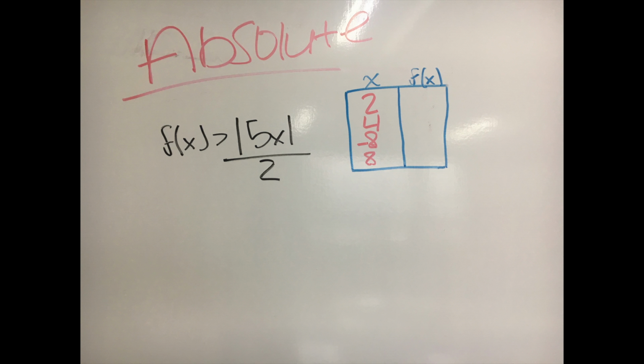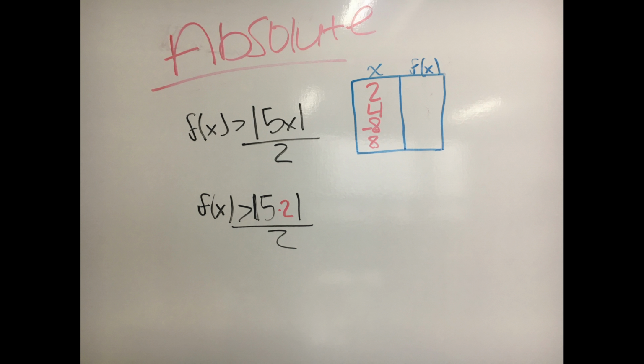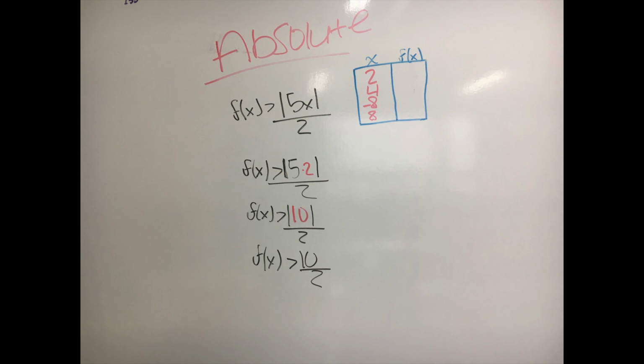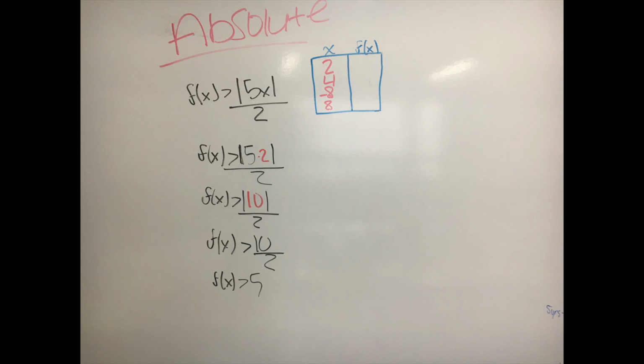This time, let's try a chart. Since you already have the values for x, now you have to find what the equation equals. I'll do the first one. Let's try x equals 2 first. First, you plug in 2 wherever you see an x. You will then get the absolute value of 10 divided by 2. Because what is inside the brackets is already positive, you can take those off and have 10 divided by 2, which is obviously 5. The rest is for you.